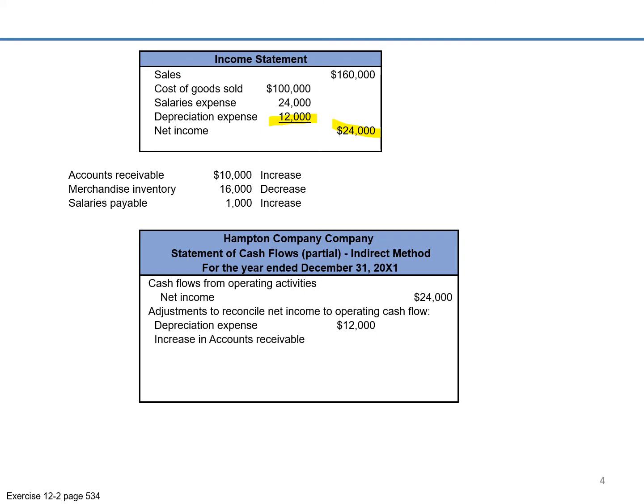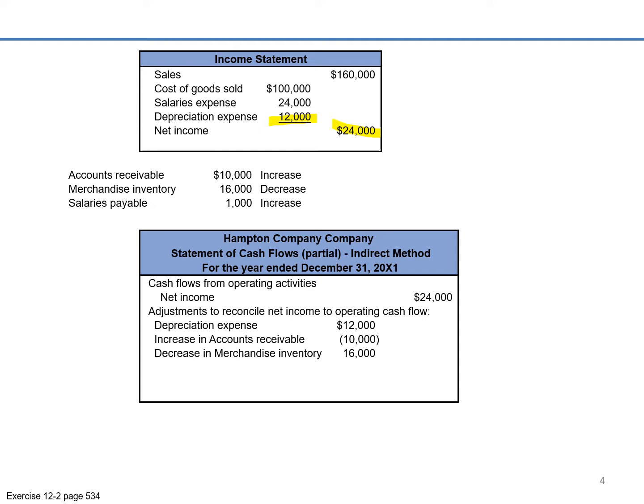Then let's analyze the changes in the current asset and current liability accounts, which they list above. If accounts receivable is increasing, the impact on cash is the opposite, right? Because that means you're not collecting as much cash, you're doing more sales on credit. So it's a reduction in cash of 10. Then merchandise inventory is a $16,000 decrease. Well, when you buy inventory, it reduces your cash, right? So if you're not buying as much of it, it's increasing your cash.